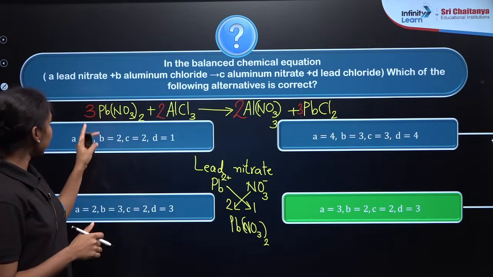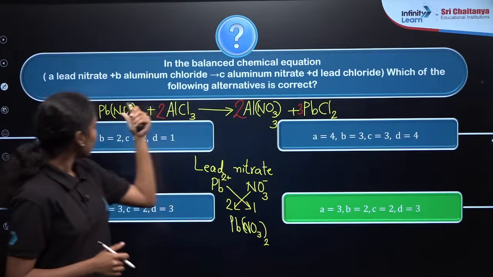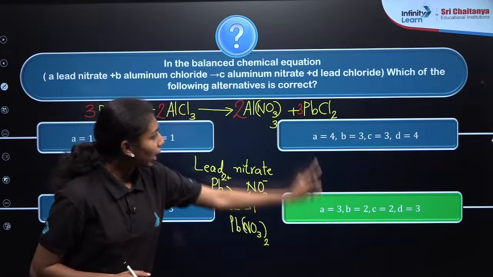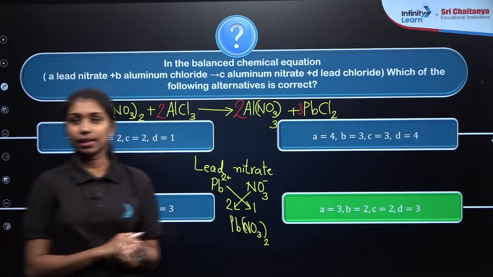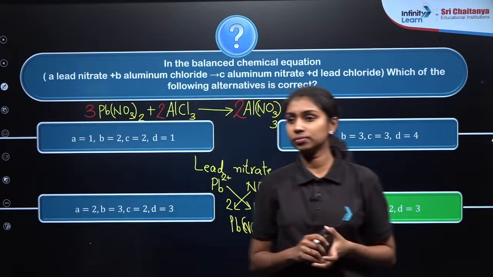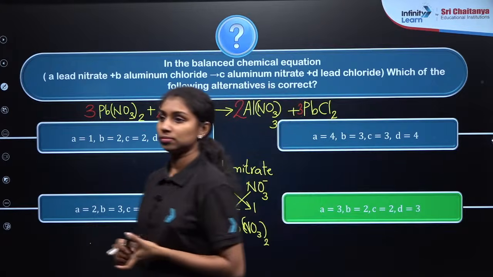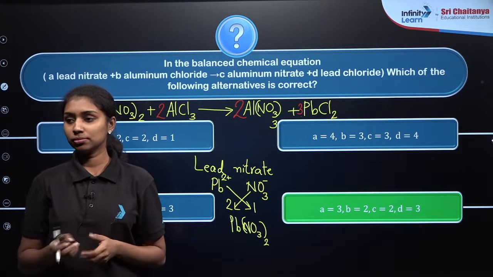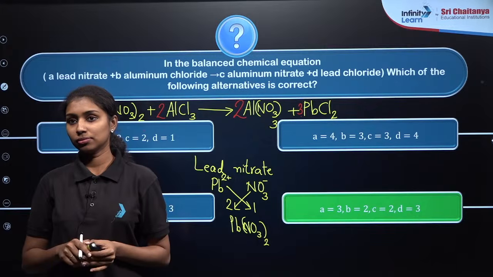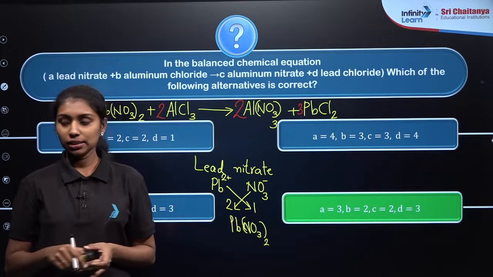So what is the coefficient here? A is equal to 3, B is equal to 2, C is equal to 2 and D is equal to 3. Is that clear? Okay, can we move to the next question?